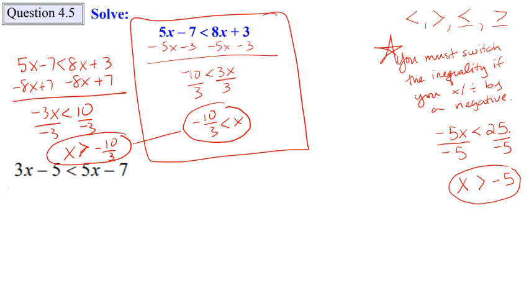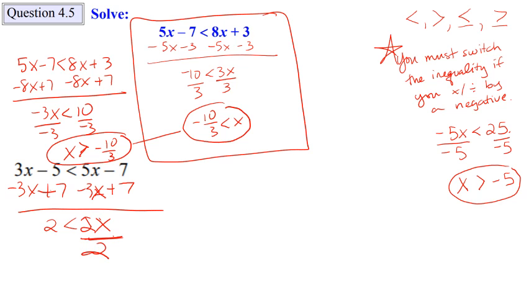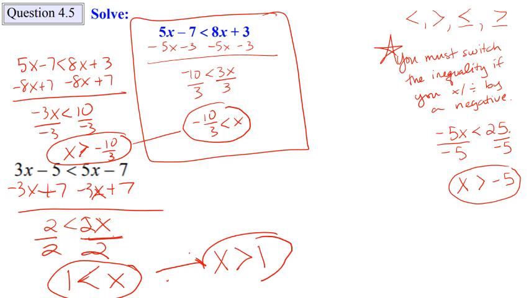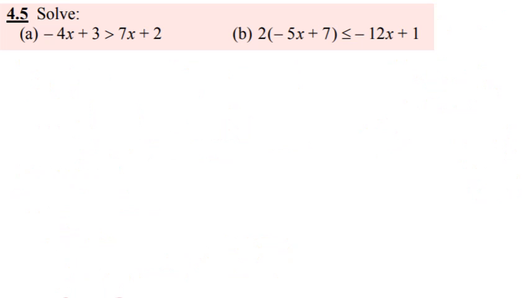So let's take a look at the next example. I'm going to subtract 3x, and I'm going to add 7 to both sides. And then this will be 2 is less than 2x. Divide both sides by 2. Sorry, my pen's kind of acting up. And this will be 1 is less than x. If you did it the other way, your answer would be x is greater than 1. Both mean the same thing. So whichever one, it depends on how you solve the equation. But if you do it the other way, you're going to have to use this rule that I discussed in the beginning.